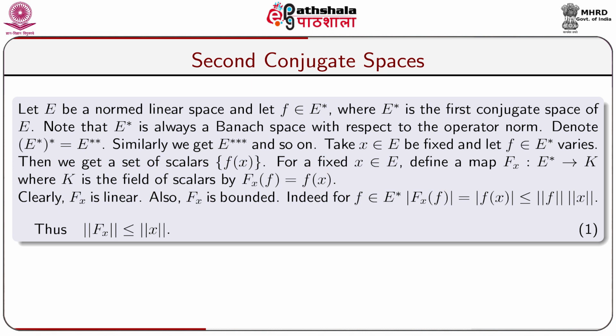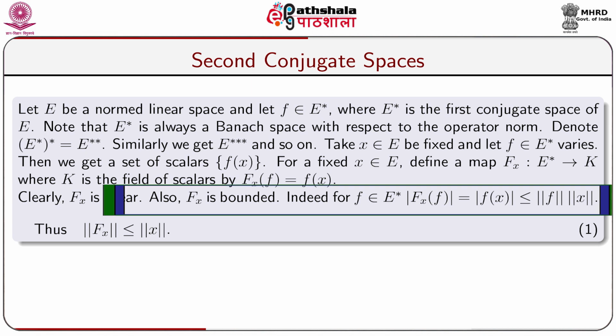It is easy to see that F_x is linear. That means, if we take f, g belonging to E star, then F_x(f plus g) equals F_x(f) plus F_x(g). For any scalar lambda, F_x(lambda f) equals lambda F_x(f). Also, F_x is bounded. This can be seen from the following fact.